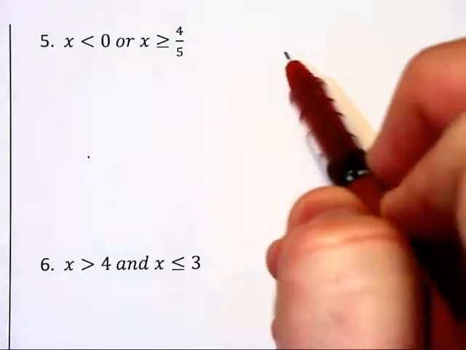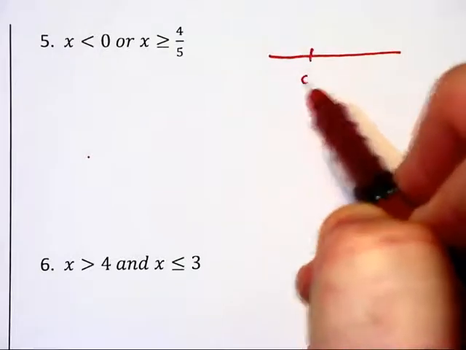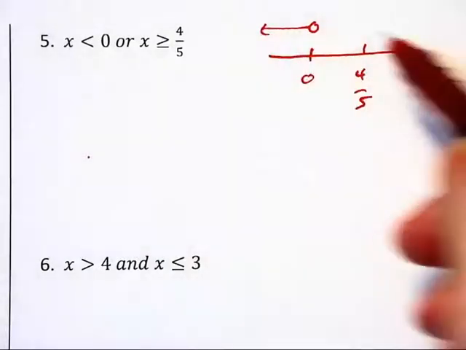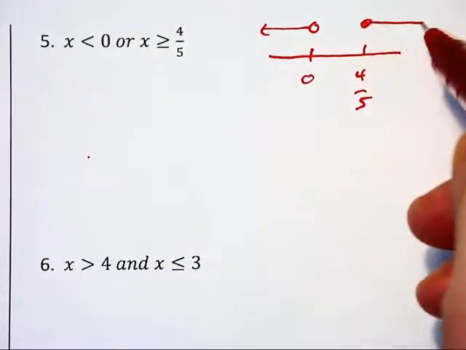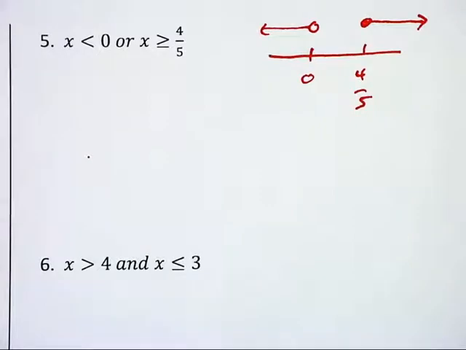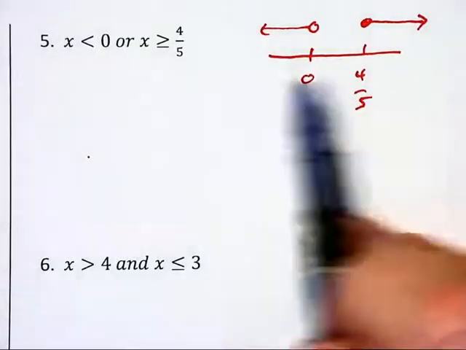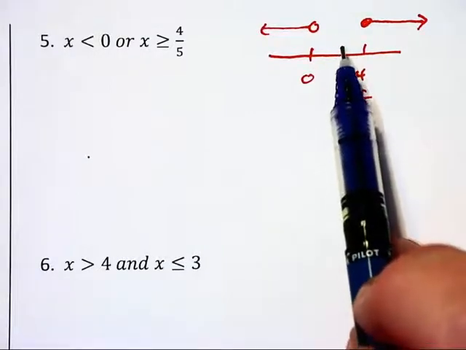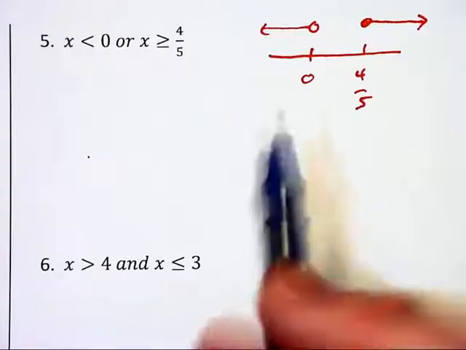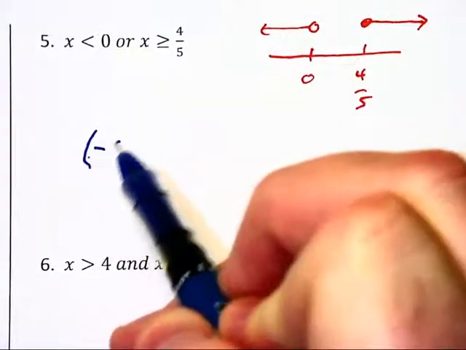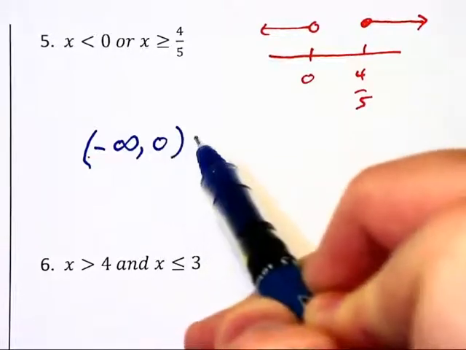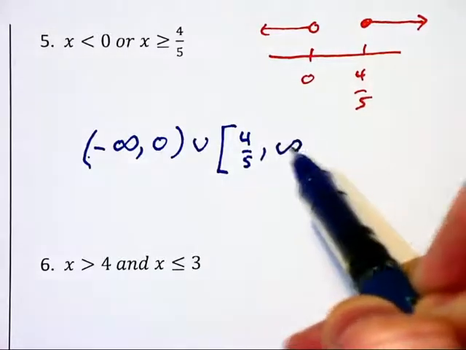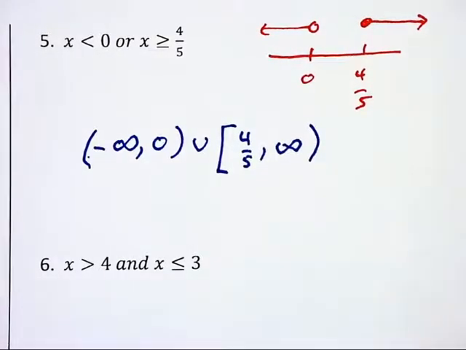Here we go with number 5. The key numbers are 0 and 4/5. We have less than the 0. We have greater than or equal to 4/5. Now this one says or, which says join these two together. Well, they're two separate sets. If this was an intersection, where do they overlap? The answer would be no solution. But because this is an or that says join them together, our solution will be from negative infinity up to 0, united with a bracket at 4/5 on up to infinity, which we don't ever include.